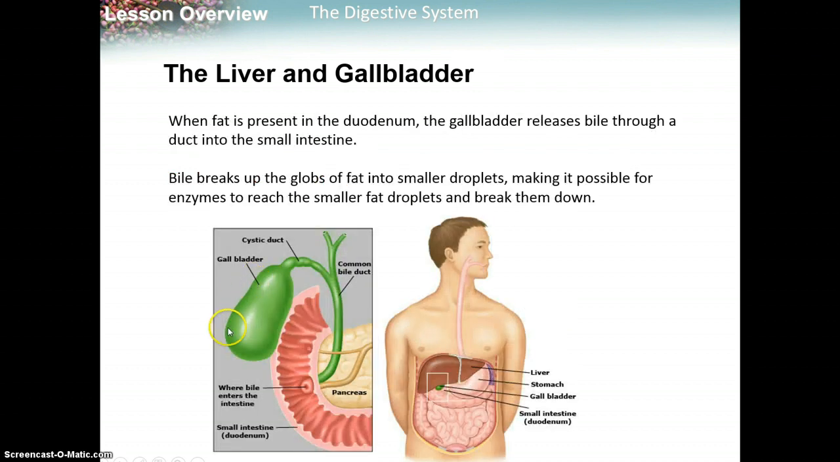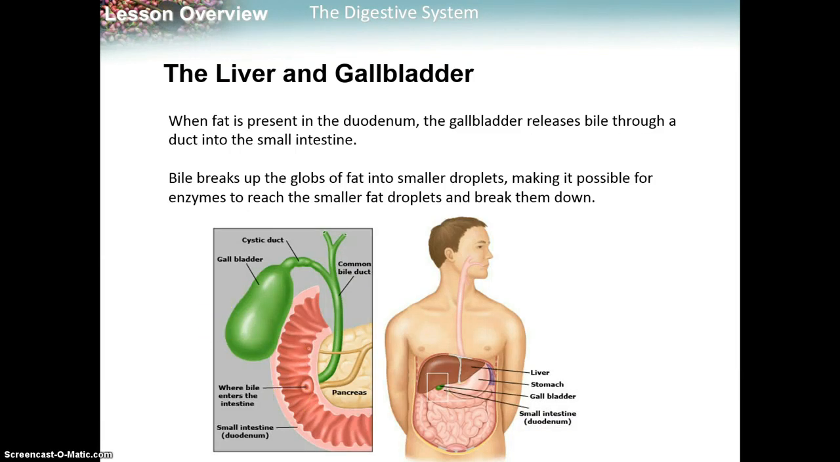The gallbladder hooks up right to your small intestine. Again, it's tucked away under the liver. Once the liver makes its bile, it's going to be stored in the gallbladder. If fat is detected in the small intestine, the gallbladder is going to squirt some bile right in here, and the bile helps break up the big globs of fat into smaller droplets. By having these smaller droplets, we have a higher surface area, so it's easier to digest that fat in smaller drops compared to big clumps. So that's what the liver and gallbladder are doing.